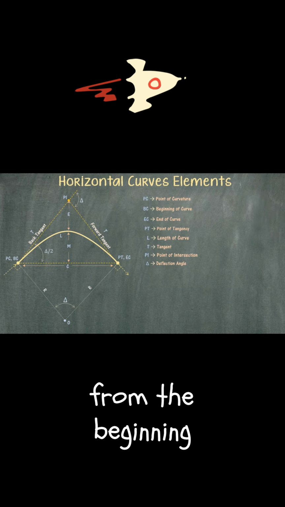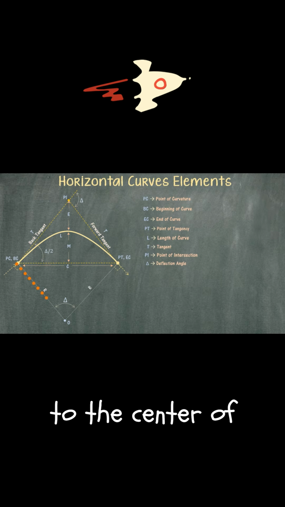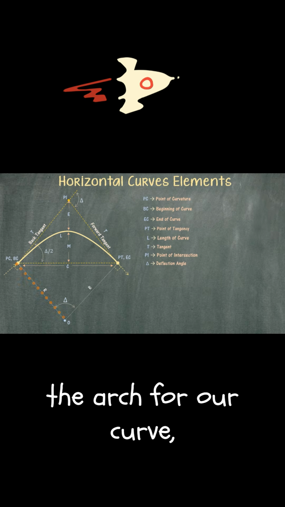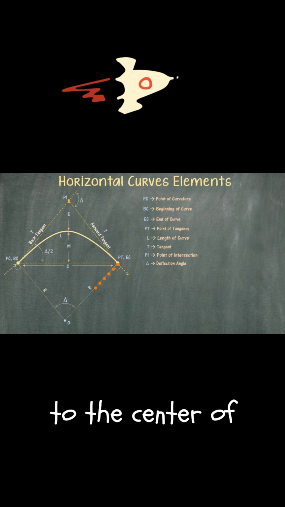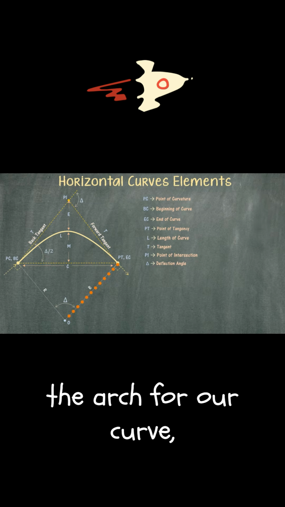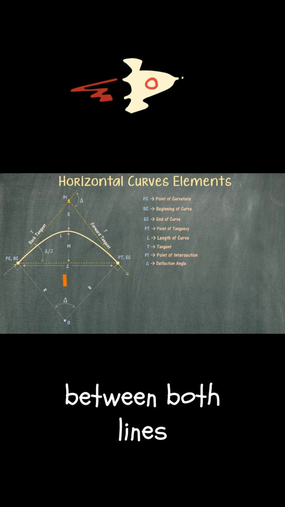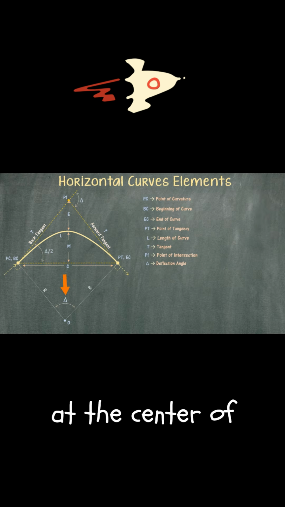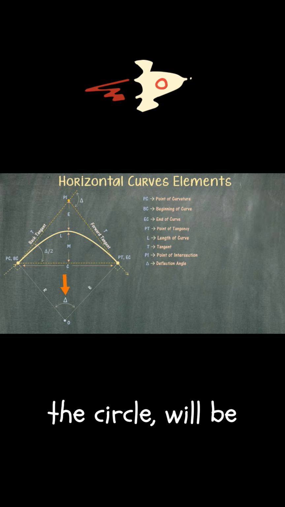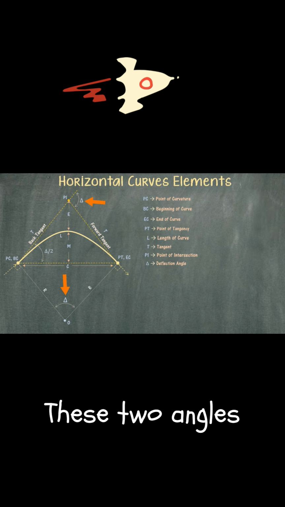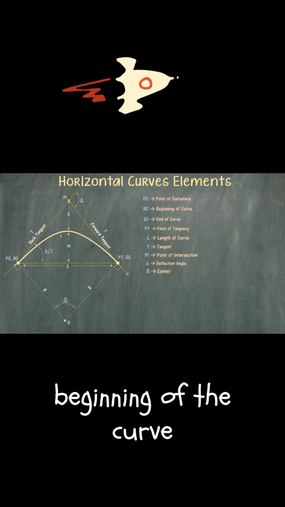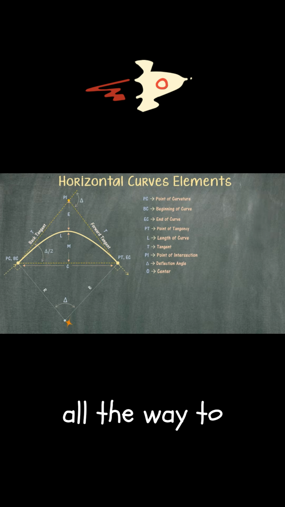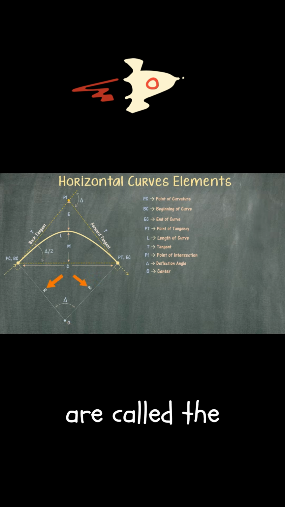If we draw a line from the beginning of the curve to the center of the circle forming the arc for our curve, and then we do the same from the end of the curve to the center of the circle forming the arc for the curve, then the angle between both lines intersecting at the center of the circle will be called the deflection angle. These two angles are the same. The lines that are drawn from the beginning of the curve or the end of the curve all the way to the center of the circle are called the radius of curve.